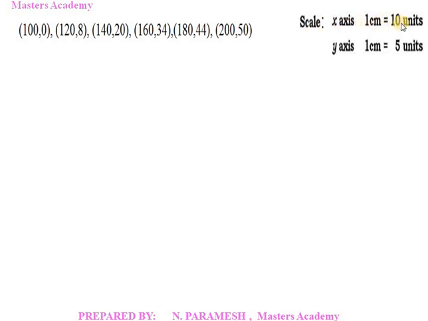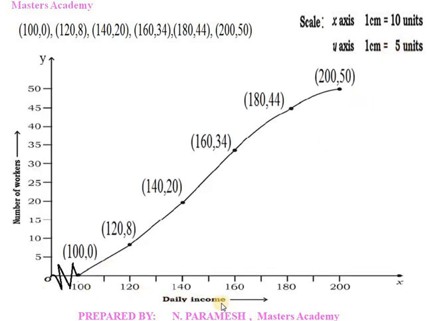Scale: x-axis 1 cm is equal to 10 units, y-axis 1 cm is equal to 5 units. X-axis: daily income, y-axis: number of workers. Plot the points (100, 0), (120, 8), (140, 20), (160, 34), (180, 44), (200, 50) and draw the smooth curve. That gives the less than type of ogive.